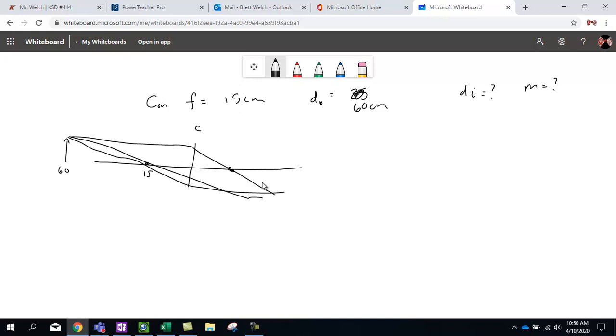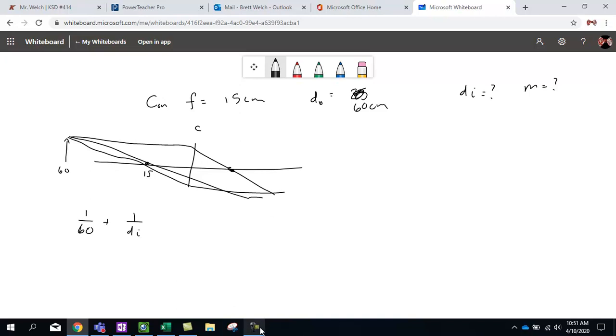So I'm expecting this to definitely be an inverted real image. It's going to be upside down. It might be bigger, might be smaller. We're going to have to look at the actual calculation. But it should be a positive image distance. So our formula is 1 over DO, which is 60 to the object, plus 1 over DI.